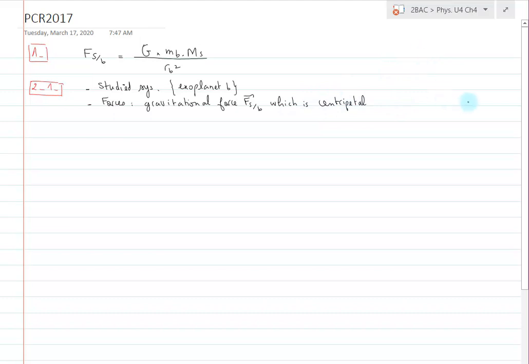وبالفعل إذا مثلا كانت هذه هي the star S، كان عندنا مثلا this is B, the exoplanet, and let's say that this is the trajectory. Okay, so the force will be like this.